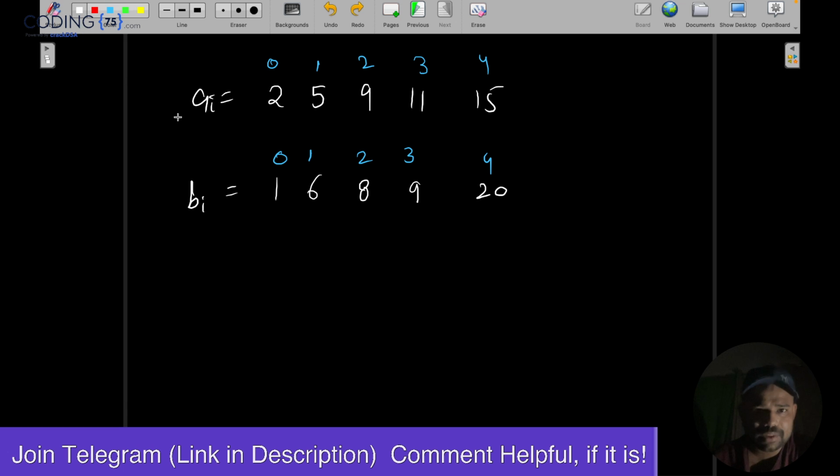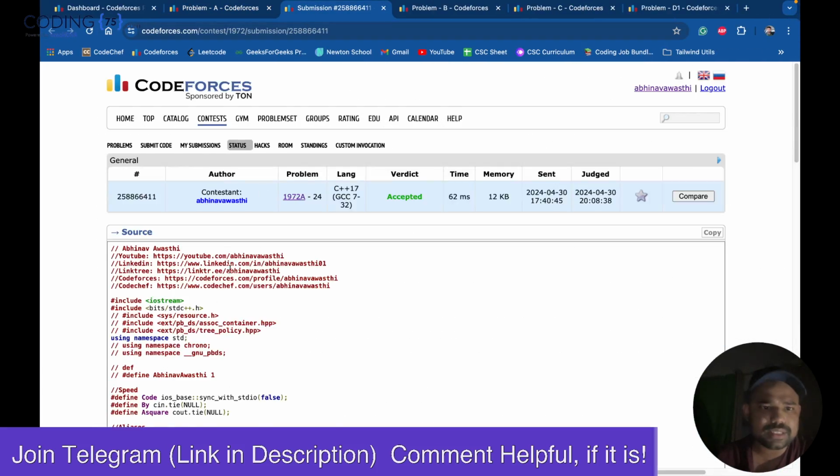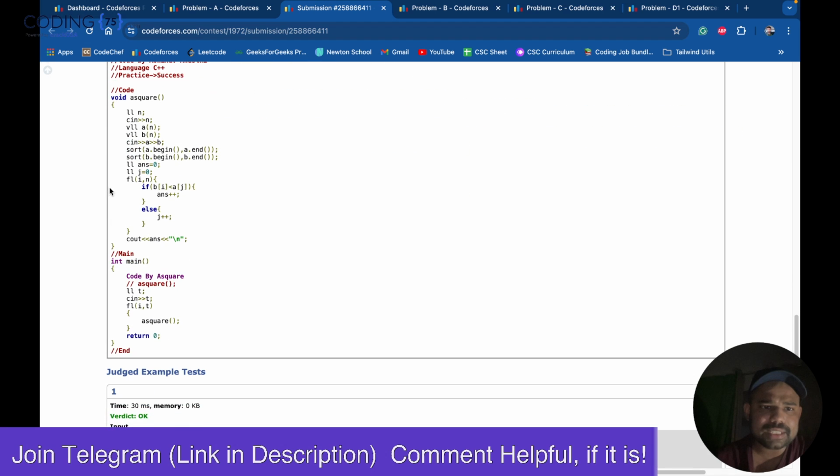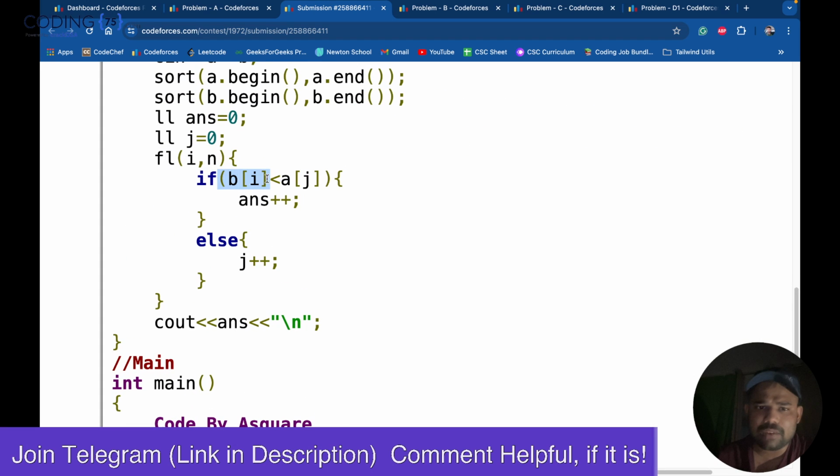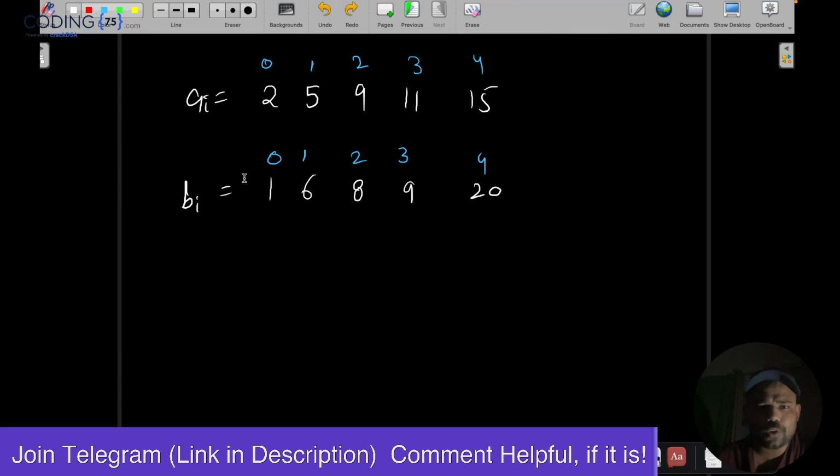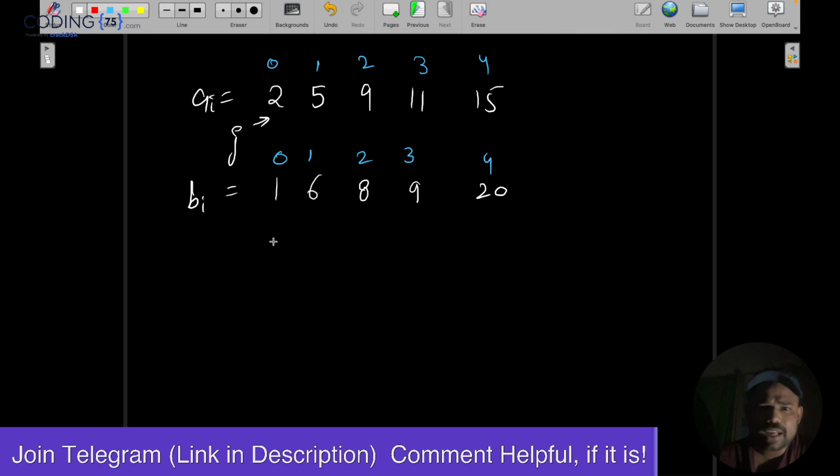Now see guys, what will happen? If you see my solution, I am iterating through all the elements of b one by one, and a also. So for a, I'm taking a pointer j, and for b, I'm taking a loop i. First of all, I'm comparing bi, which is 1, and ai. Bi is 1, but ai is greater than 1. But what you want is that ai should be less than or equal to 1.